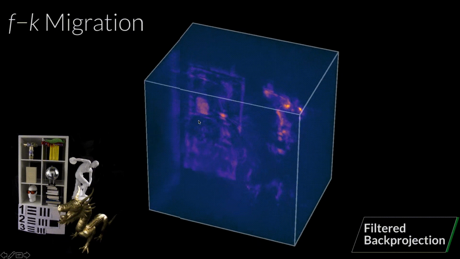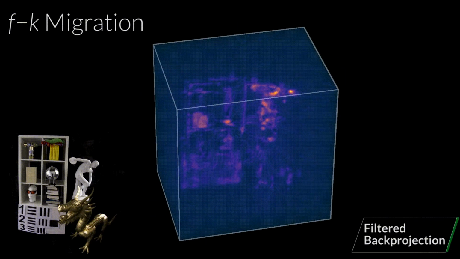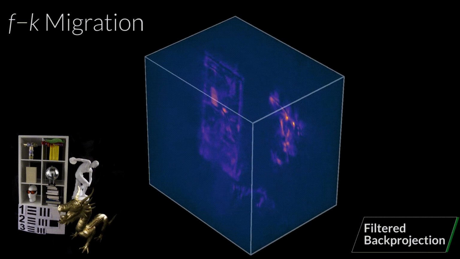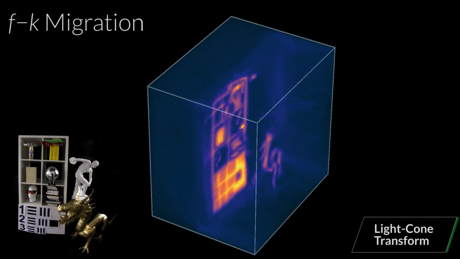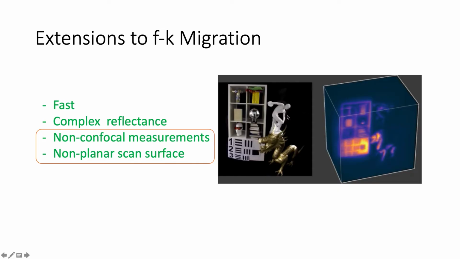Here is a dynamic comparison of these methods. We could see that FK migration produces clean, high-quality results. So far, we've discussed some confocal NLOS reconstruction. At the beginning of this lecture, we noted that FK migration could handle non-confocal measurements and a non-planar surface. But how? Now let's take a glance at how these kinds of problems are settled in this paper.